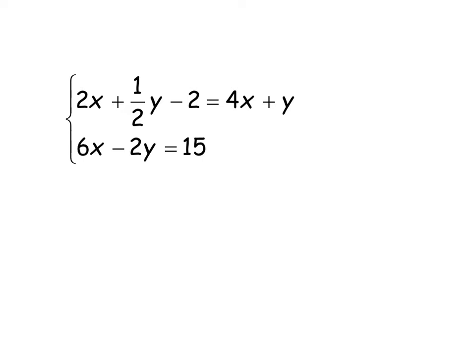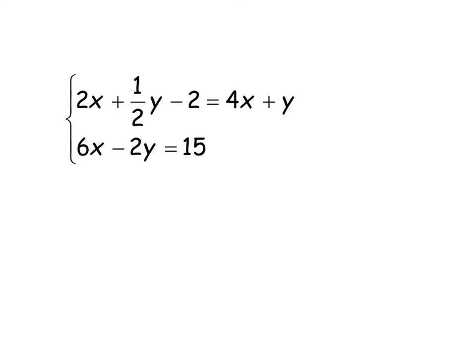All right, looking at this next example, the first equation says 2x plus 1/2 y minus 2 is equal to 4x plus y. So I have x's and y's on both sides of the equation, and there's also a fraction in there. Don't be afraid of that. The second equation says 6x minus 2y is equal to 15.